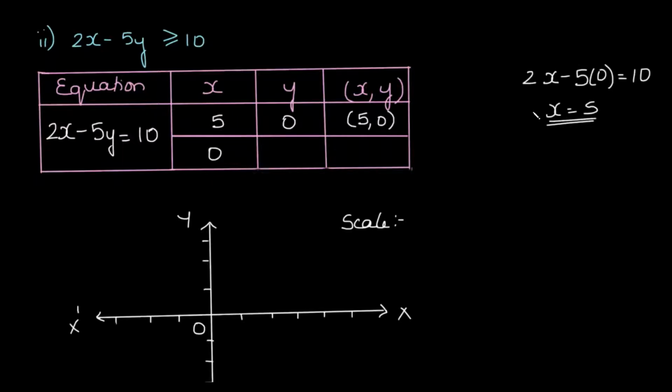Similarly, now we put x as 0. In your mind, just calculate and see whether when you put 0, you get proper points. If you're getting some odd number like 2.3 or 1.7, then don't take it, take some other number. Here, when we put 0, we are going to get a proper number, which is convenient to take on the graph. So this becomes 2 into 0 minus 5y is equal to 10. Solving it, we get y is equal to minus 2. So when x is 0, y is minus 2. So here it is 0 and minus 2.